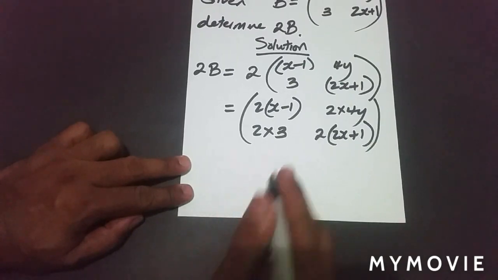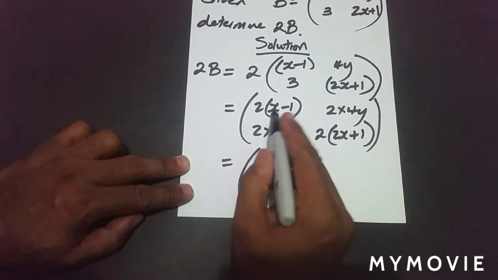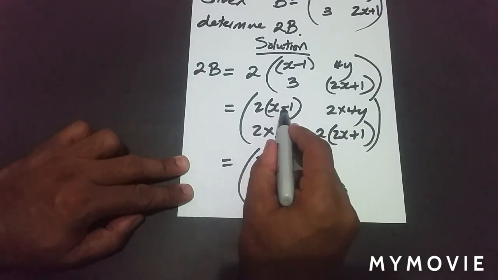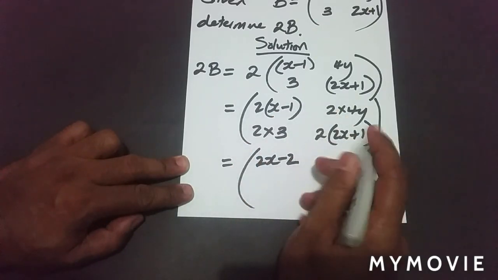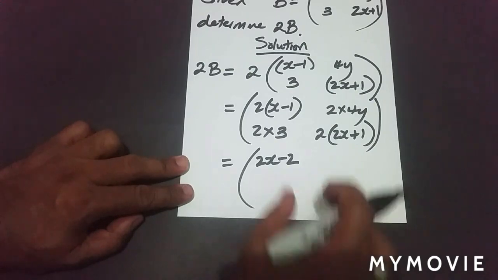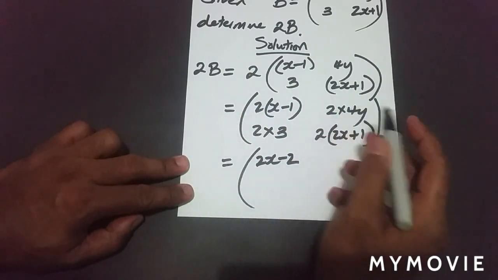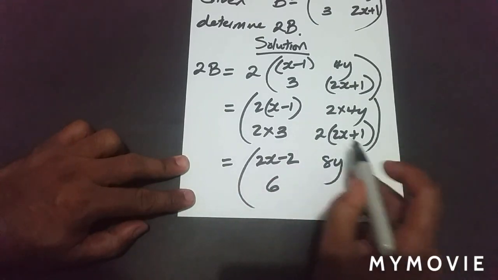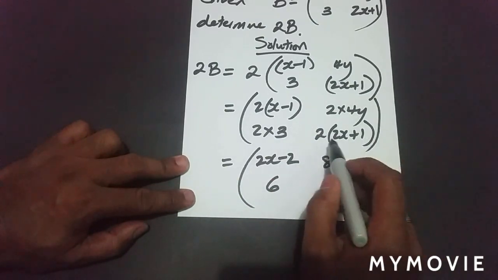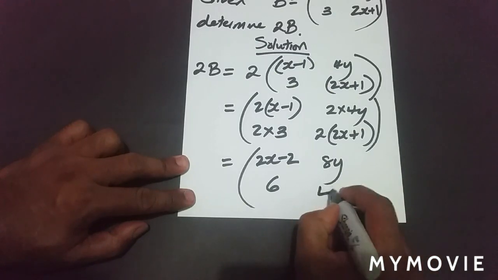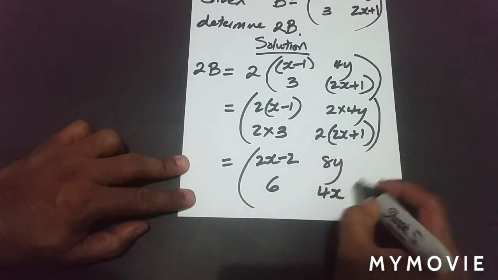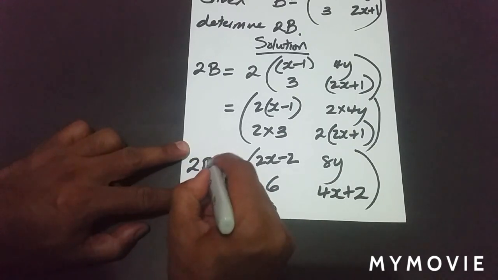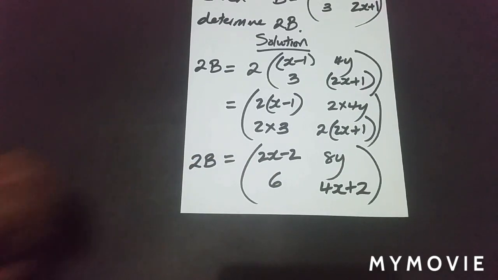So let's complete the problem. Simply 2 times x is 2x. 2 times negative 1 is negative 2. And that's the completed expansion for this part. 2 times 4y is simply 8y. 2 times 3 is simply 6. And here we have another expansion to do. So 2 times 2x is simply 4x, and 2 times positive 1 is simply positive 2. And that is what 2B would be equal to.